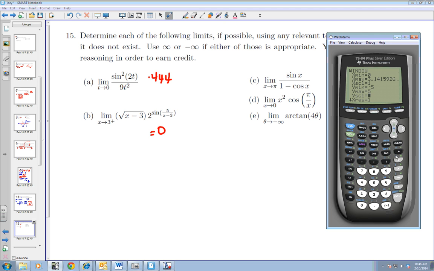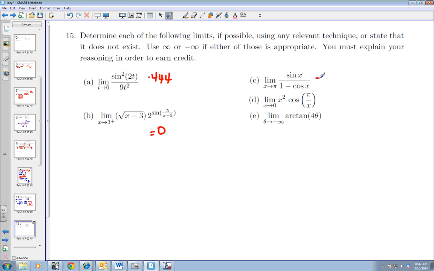-5 to 5. So if I go from 0 to 2 pi, this is 0, this is 2 pi, so right in the middle right here, that's going to be pi. So you see that it's approaching 0. My y values from the left and from the right are approaching 0. So c is 0.